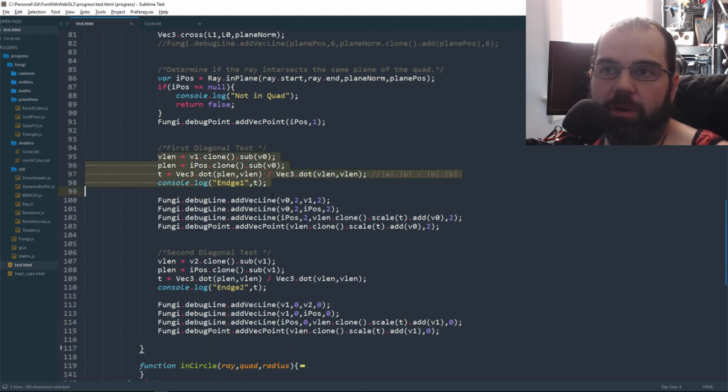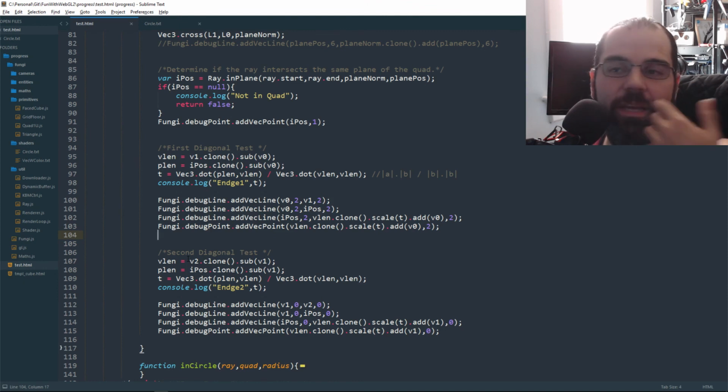This part can be broken down into a loop, where you check between 0 and 1 the first time, and between 1 and 2 the second time. So if you do a loop from 0, and just do i plus 1 to get the second point.